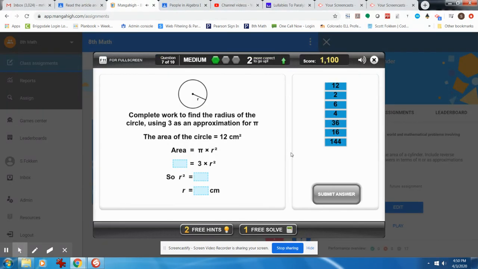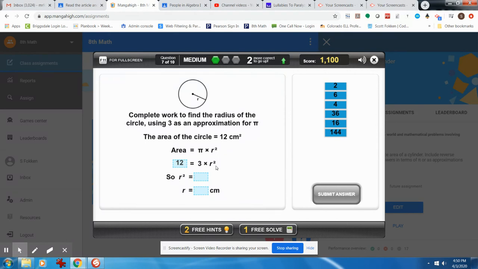Cool, we rounded right. The area of the circle is 12 squared, so I'm going to replace area with 12. Oh, I'm sorry, I'm not squaring 12. It's centimeters squared, not the number squared. So the area is 12. Told me that there. Pi is, they're using 3, right? And then they have an r squared. So what's my r squared?